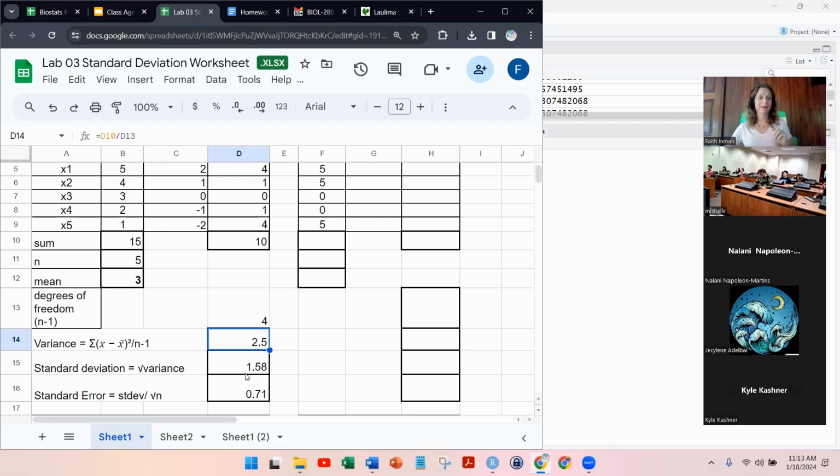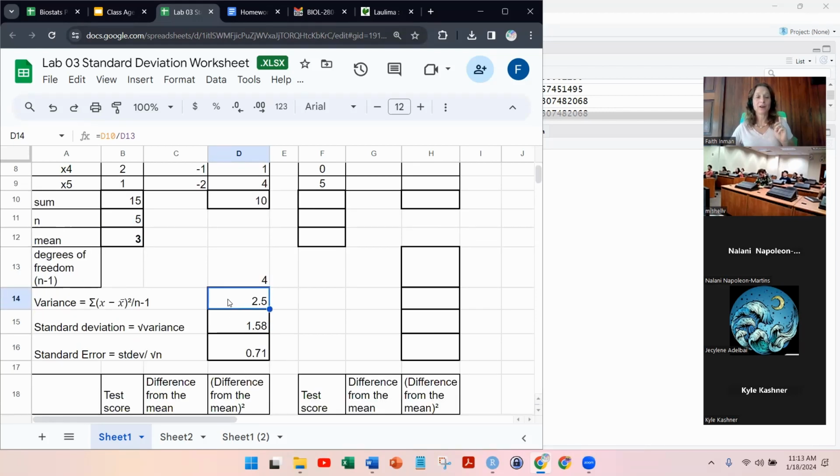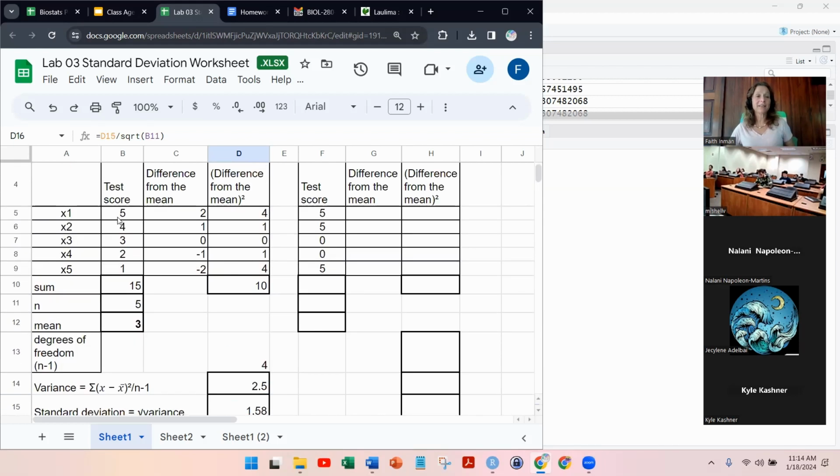But first, I'd like to point out that variance and standard deviation and standard error follow a pattern, right? The standard error is usually smaller, right? And also notice that these test scores vary a fair amount. The range of them is from 1 to 5. The range is 4, right? So think about how much variance that is. How much does that seem like that's really different?